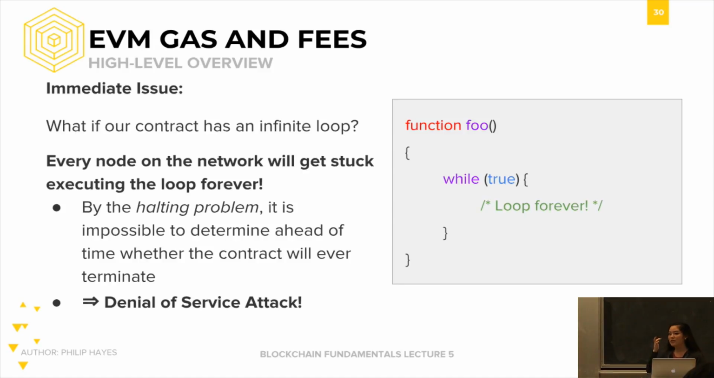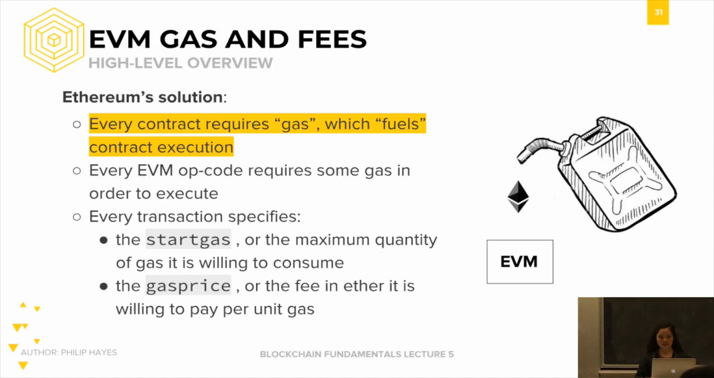And if you've taken CS70, you'll know that by the halting problem, we actually cannot look at a piece of code and determine whether or not it's going to be stuck in an infinite loop. We cannot see if it's going to halt or not. So there's no solution to deciding whether or not to run code based on what it is. So we have to basically stop this loop from happening. So how do we do this? Well, the answer is gas.